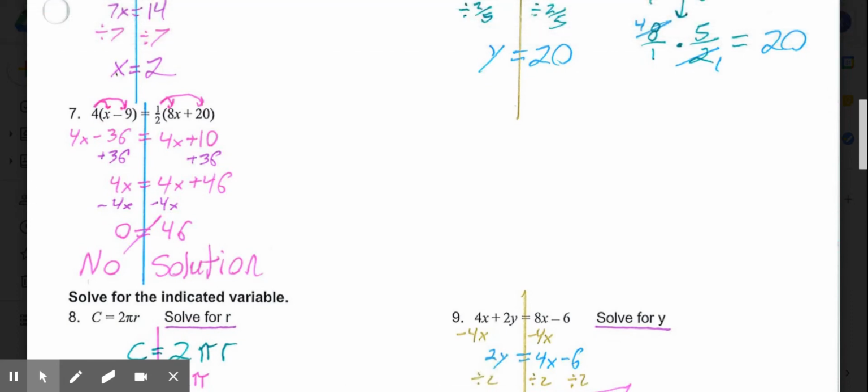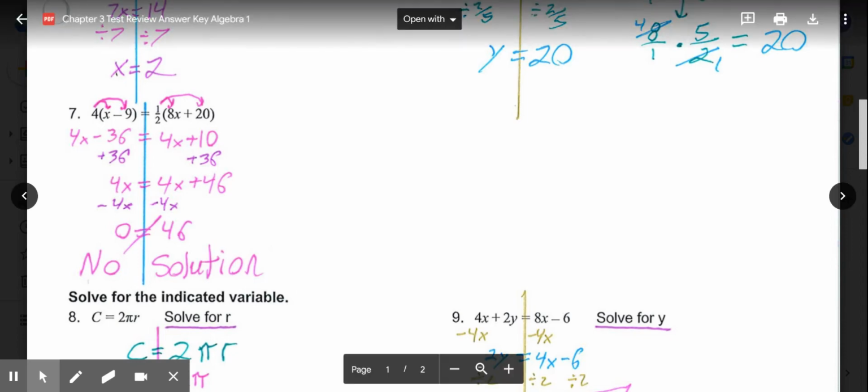And then we get to number 7. Number 7 is a double distribution before we isolate our variable. So on the left, we have to distribute the 4 to the x minus 9. So 4 multiplied by x is 4x. 4 multiplied by the negative 9 is a negative 36. So that side's 4x minus 36.